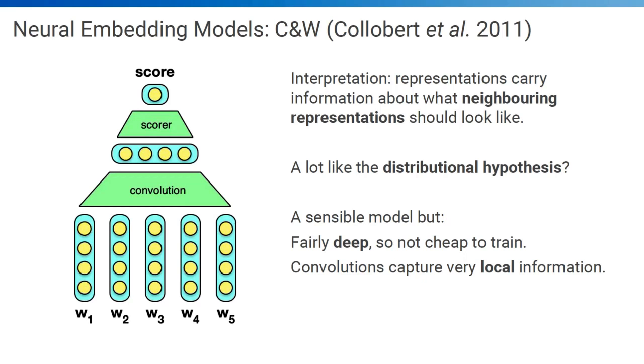So this first stage of the model is fairly sensible, but it's deep in that you have a convolutional neural network. You can have some nonlinearities. The score typically is a multi-layer perceptron. It sounds a lot more complicated than it should be, and the convolutions capture very local information because typically they're looking at the neighboring few words, because the sentences can have variable length.